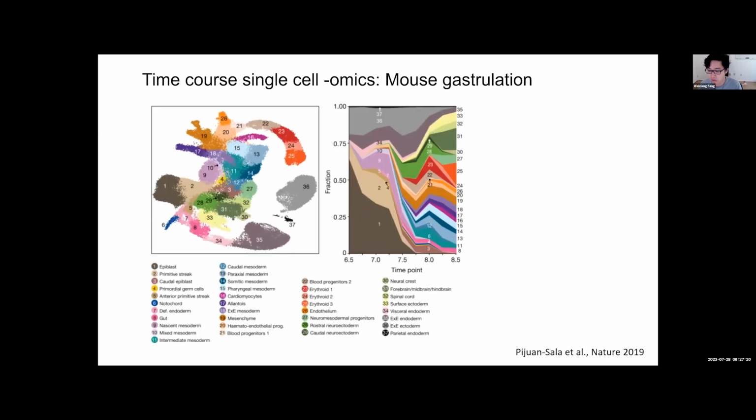So as an example, this paper in Nature in 2019 did time course single cell RNA-seq from embryonic day 6.5 to embryonic day 8.5, targeting to study this duration of mouse gastrulation, right? With this type of study, you can get an idea of which cell types are present at different stages of the development. But I want to point out that with this kind of approach, you do have to sample very densely at these stages, as the embryo does tend to change very rapidly during these times.